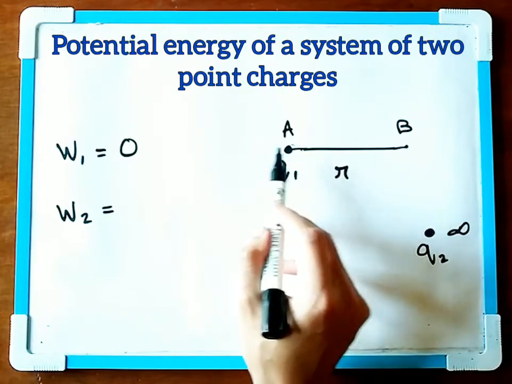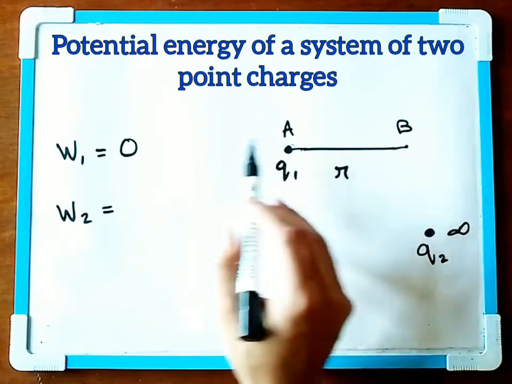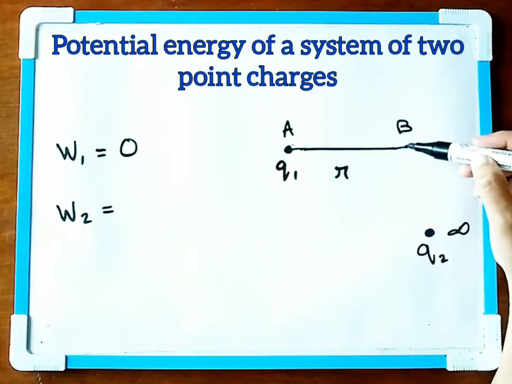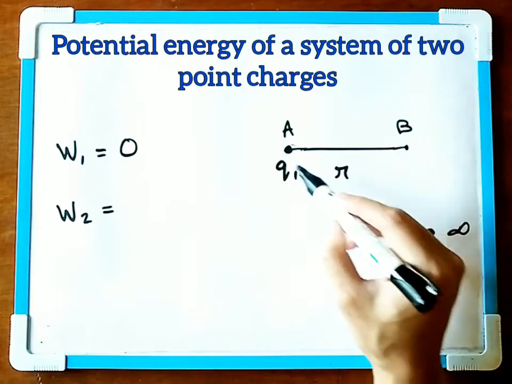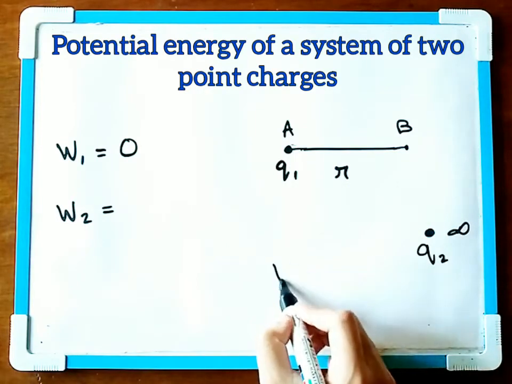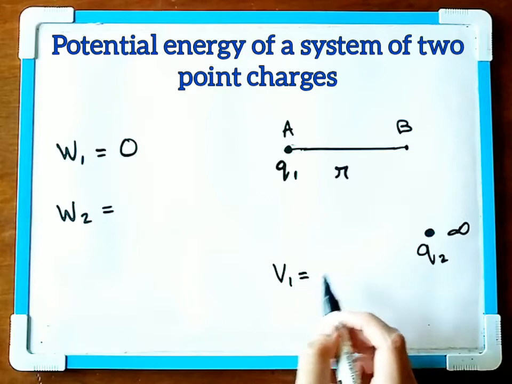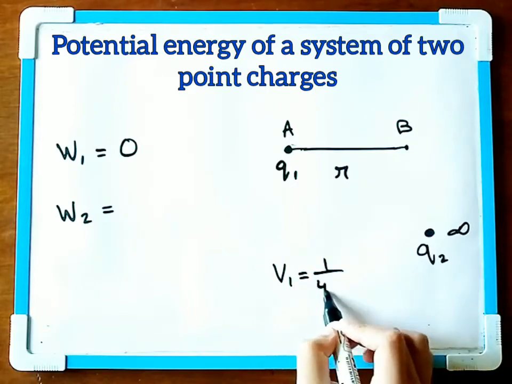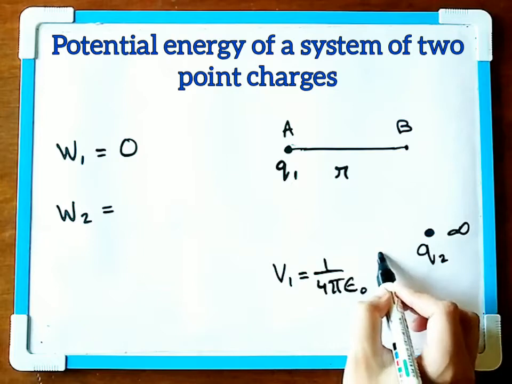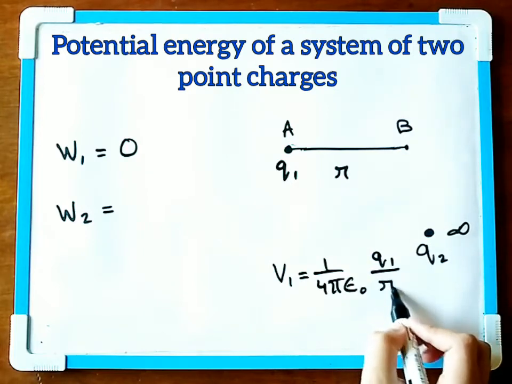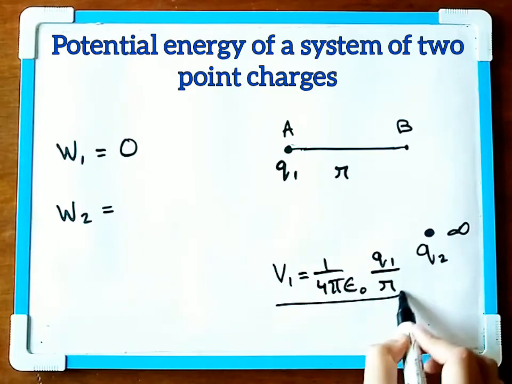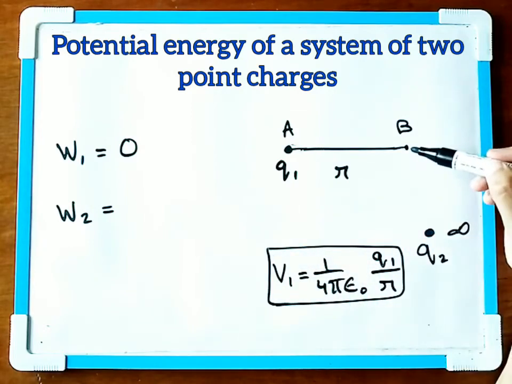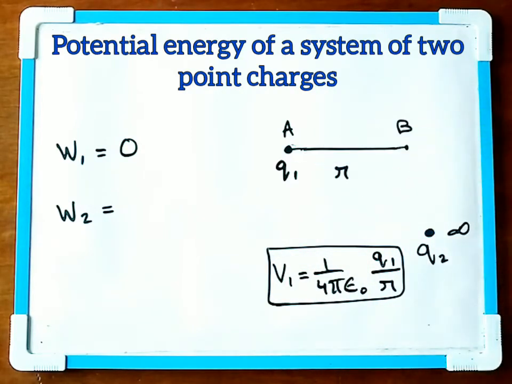So first we consider this charge at A. This charge at A will produce an electric field around it, and the electrostatic potential at this point B, which is at a distance r from the charge A, is given as V1 equals Q1 by 4 pi epsilon naught R. So this is the electrostatic potential at point B due to charge Q1. We have derived this formula, the electric potential due to a point charge.